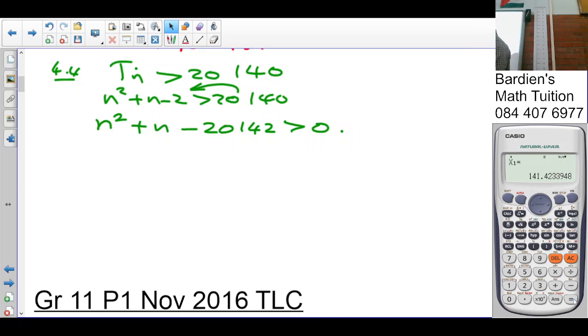Right, let's see what we get. 141, is that correct? Okay. Normally we get nice rational values here. I don't know what was wrong with me this day.